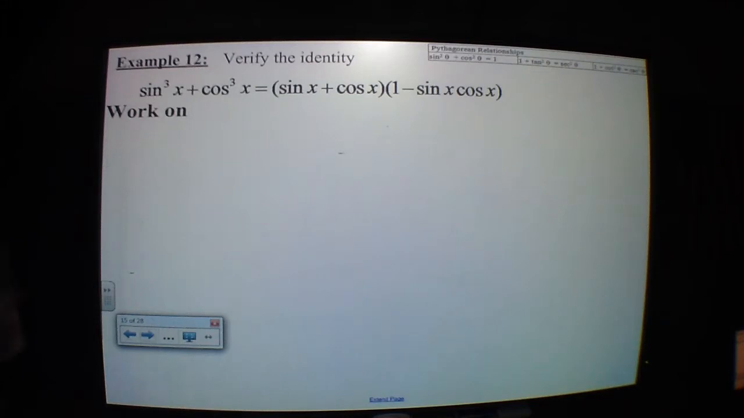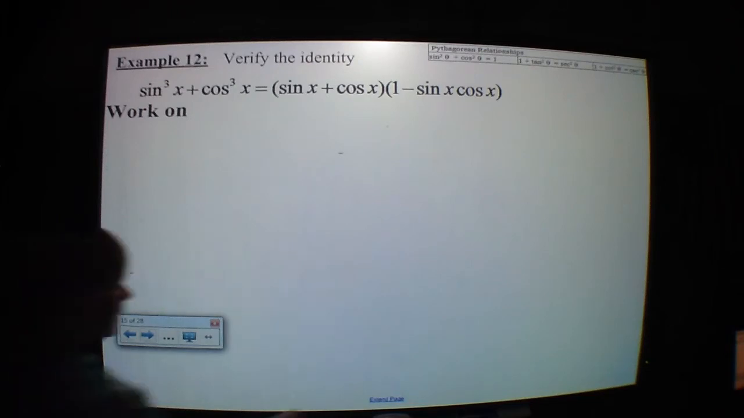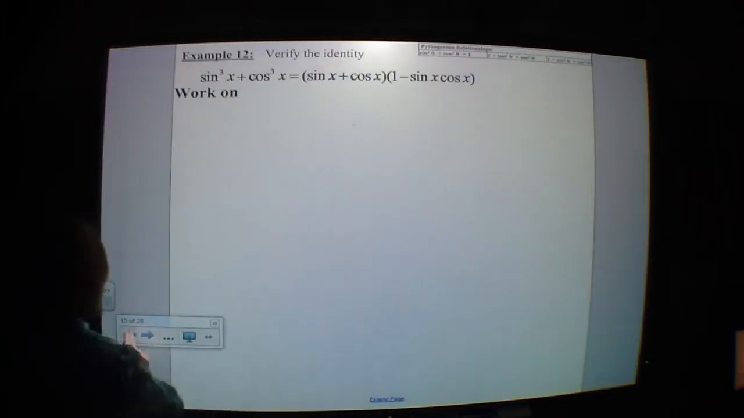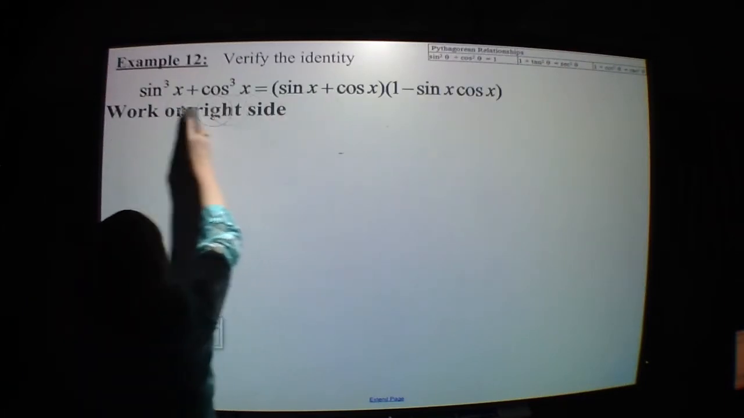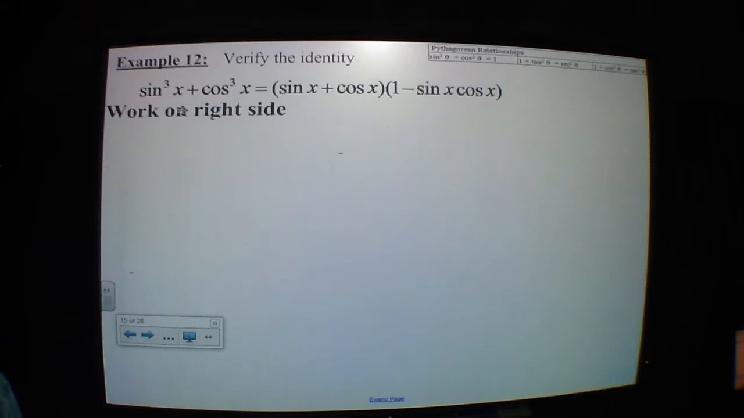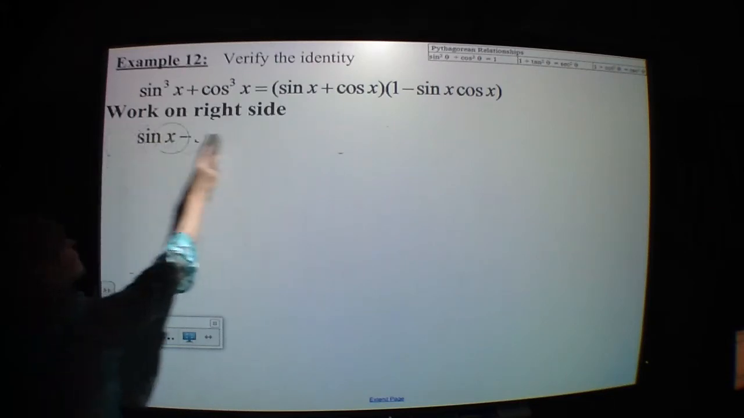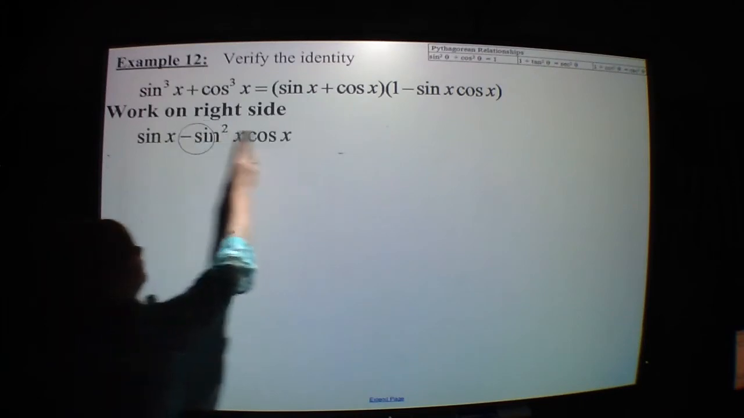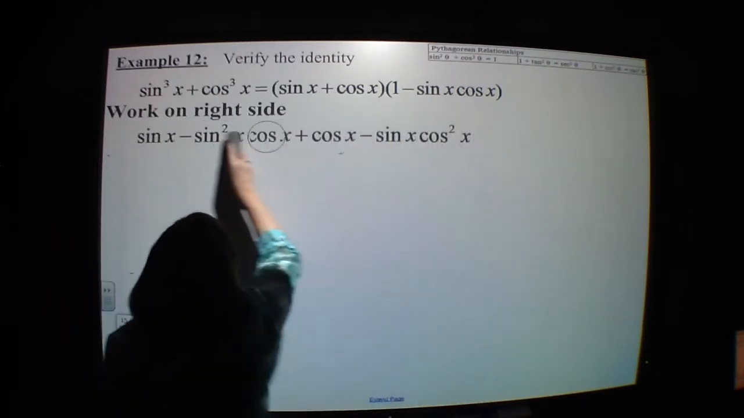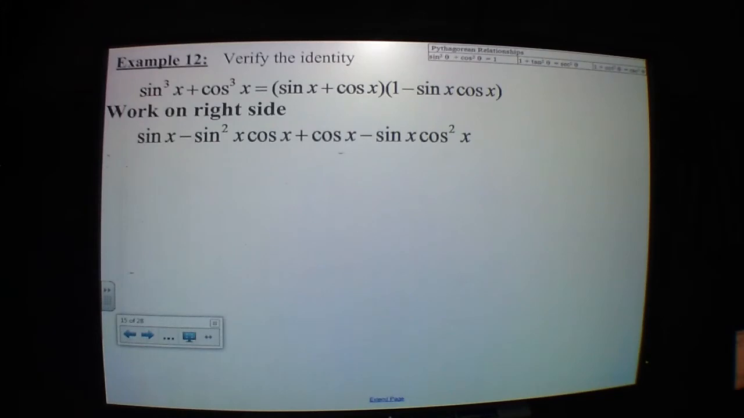So let's see, right side. I think I will multiply it out. Like I said, this isn't the only way to do it, so don't always assume that just because I do it one way, it's the only way to do it, okay? So I'm going to work on the right side. I am taking my right side and I am foiling it. So I have sine of x are my first terms. My first and last term would be minus sine squared of x cosine of x. My inner terms would be cosine of x, and my last terms then would be sine of x cosine squared of x. And like I said, this is not the only way to do it.